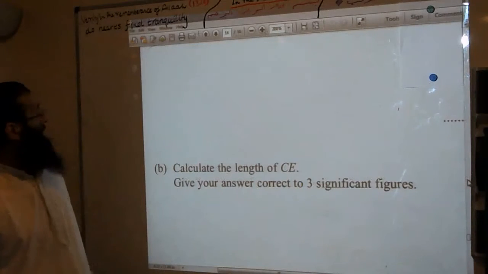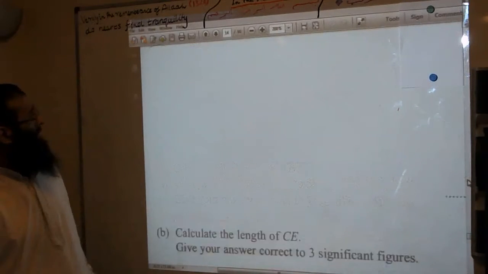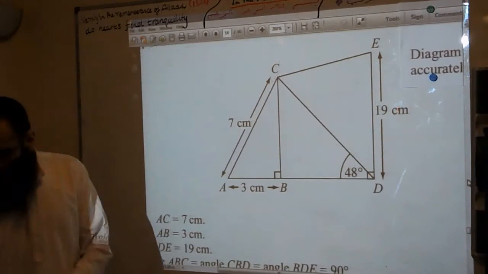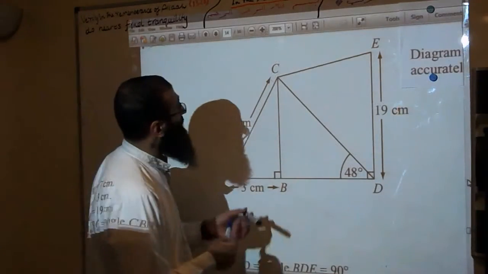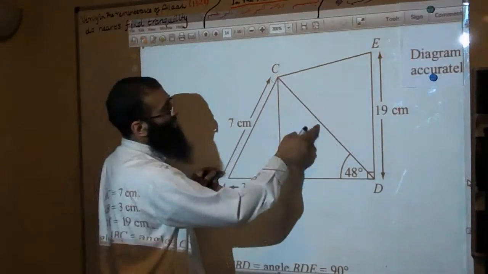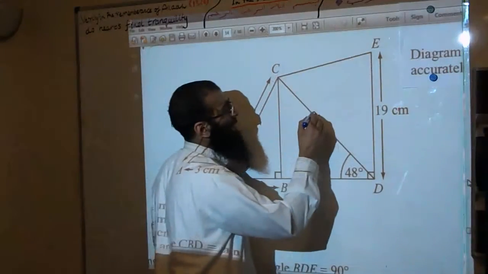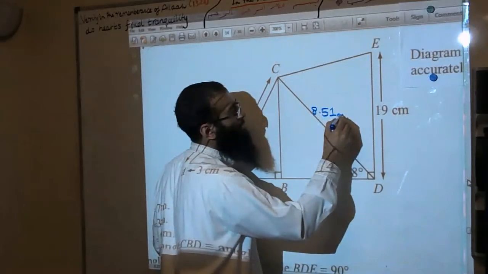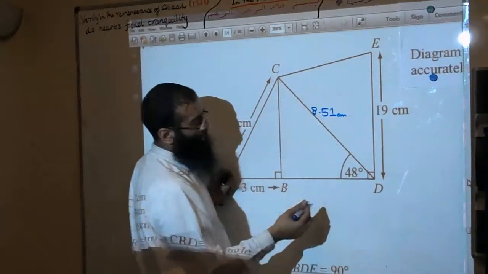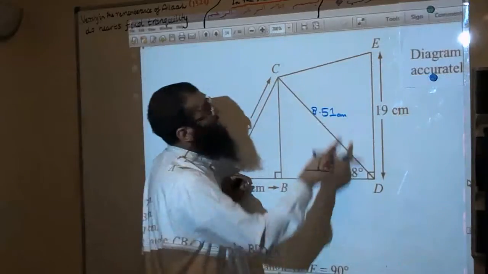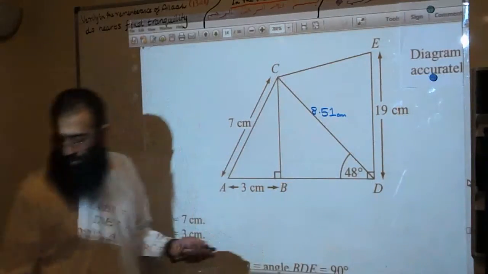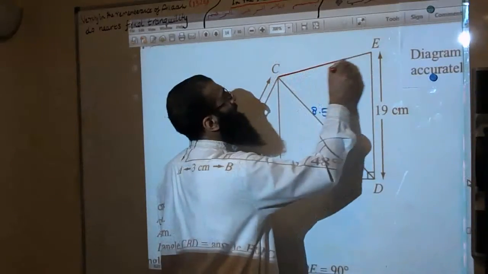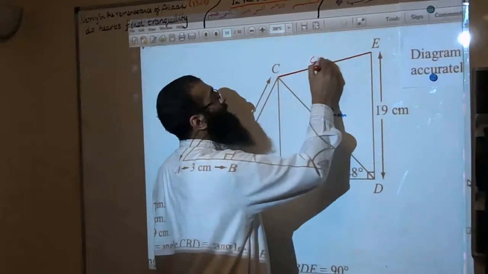What's asked for next? Calculate the length of CE. Let's go back. Okay, now. Right, what did we say? We said here, what was this value here again? We said 8.5. 8.51, yeah. CD was this one, isn't it? Okay, now, can you see the diagram here? We got to work out CE. Let's put that back into our red color. We got to work out CE. That's what we got to work out.